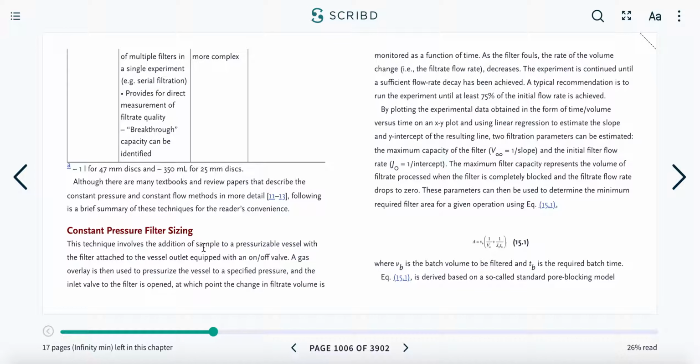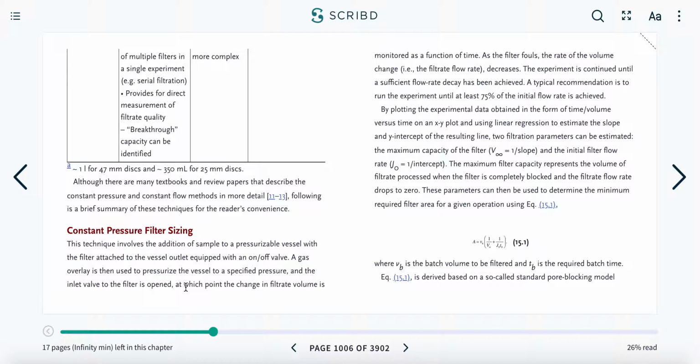Constant pressure filter sizing. The technique involves the addition of samples to a pressurizable vessel with the filter attached to the vessel outlet, equipped with an on and off valve. A gas overlay is then used to pressurize the vessel to a specified pressure, and the inlet valve to the filter is opened, at which point the change in filtrate volume is monitored as a function of time. As the filter fouls, the filtrate flow rate decreases. The experiment is continued until a sufficient flow rate decay has been achieved.